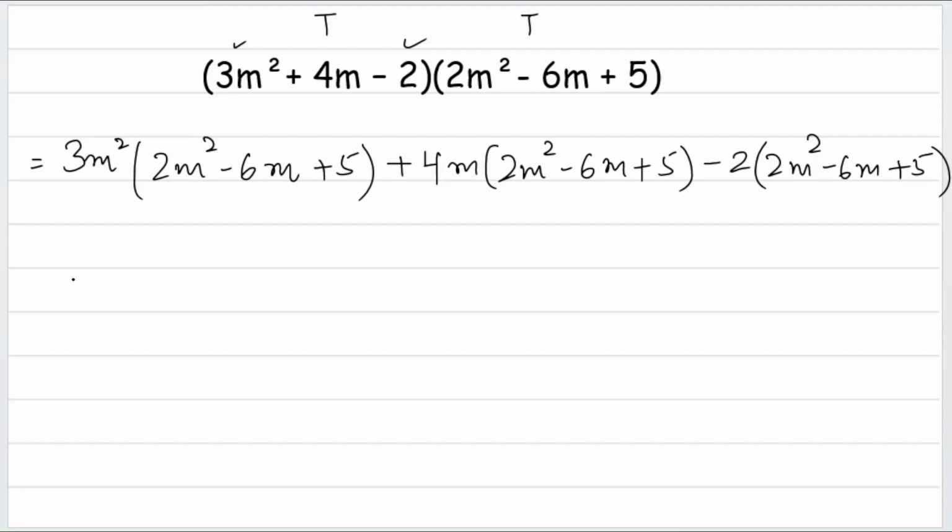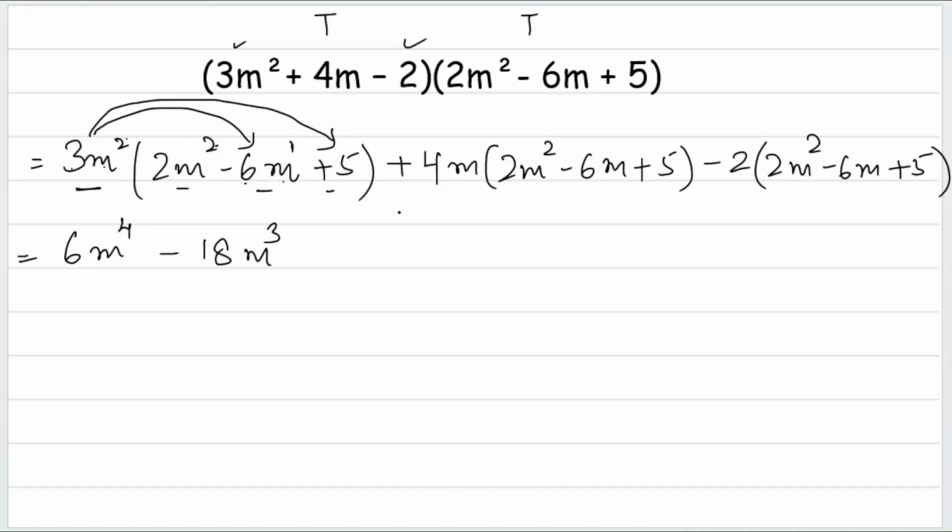And now what is it? Nothing but the distributive property. So one by one, we are going to multiply this outer term with all the terms inside the brackets. So let's start writing it. 3 times 2, 6, m to the power 2 plus 2, 4. The exponents get added. Now 3 times minus 6, minus 18. M square and m to the exponent 1 will be m cube, so minus 18m cube. Then you multiply 3m square with 5, and that will give me 15m square.